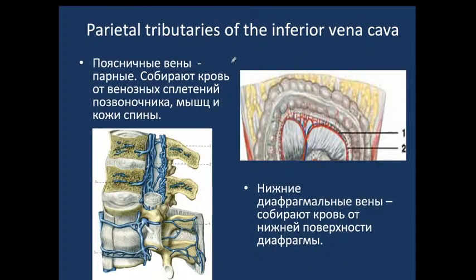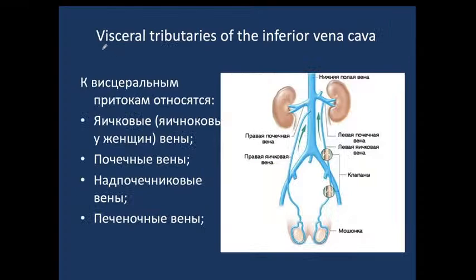It has parietal tributaries. They are located in the walls of the abdominal cavity, and it also has visceral tributaries. That is, the veins come from the kidneys, suprarenal glands, and some organs of the pelvic cavity: uterus, rectum, and prostate.